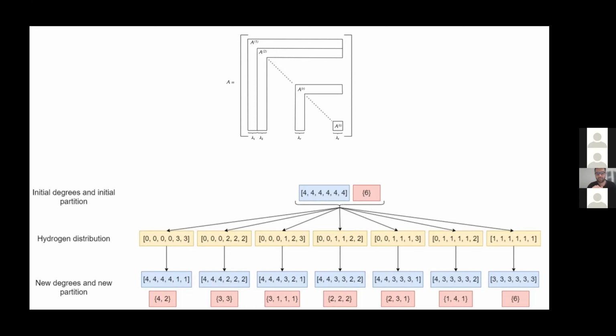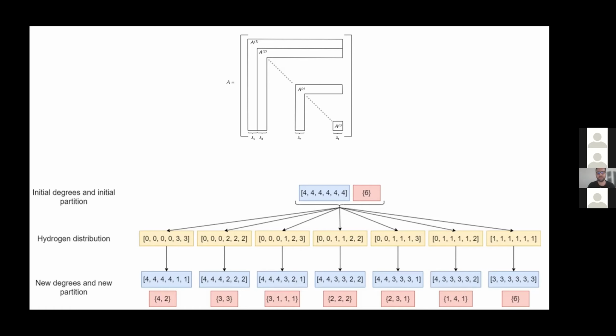So the yellow boxes are all the possible hydrogen distributions. But if you already distributed, that means you already changed the valences. Then we have the new degrees for our carbons. So for example, in the first we have valence 4, and then the last 2 are just 1 because there are already 3 hydrogens connected to each carbon atom. So because of the hydrogen distribution, for the first distribution, we have the 4-2 for the carbons, the atom partitioning.